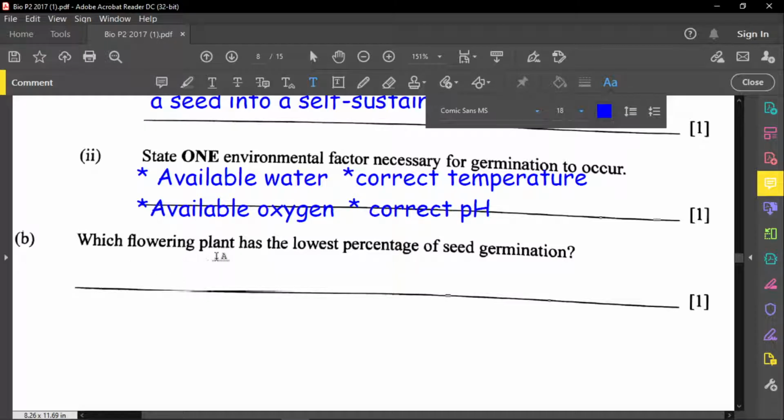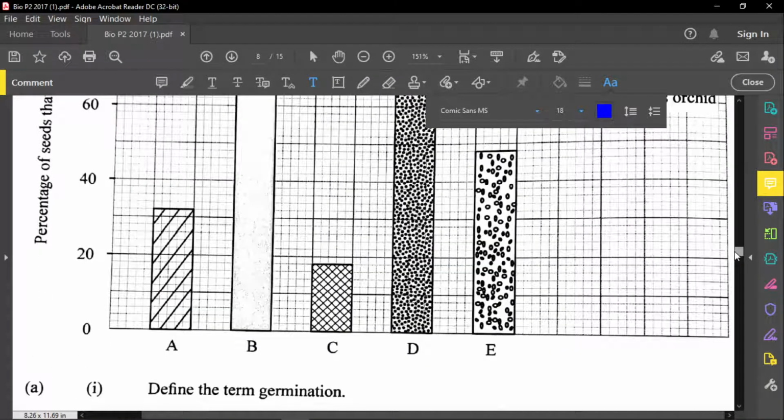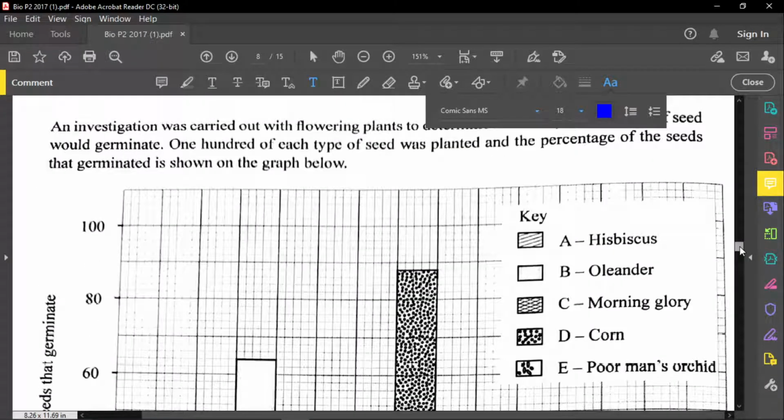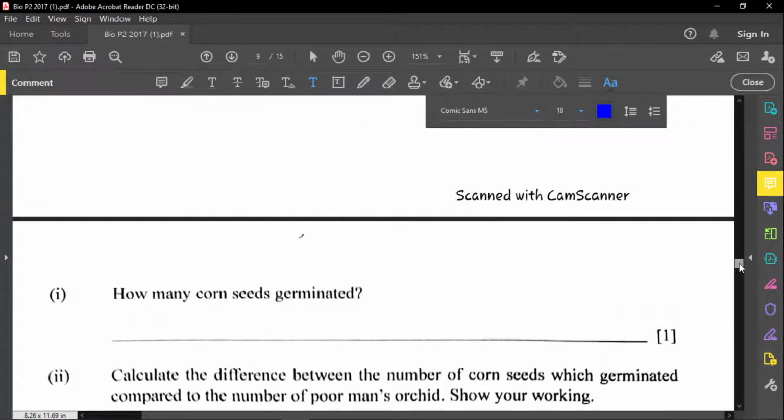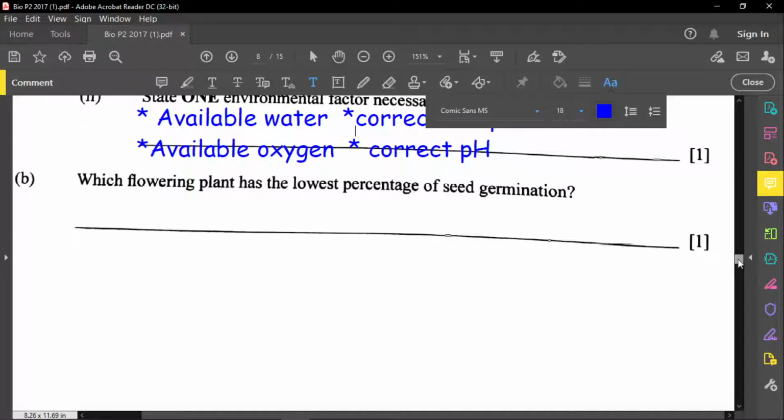It said, which flowering plant has the lowest percentage of seed germination? You could just go back to the graph and see which one is the lowest here. And C is the lowest. So C, what is plant C? The plant C is the morning glory. So the morning glory is the least to germinate. So this will be the morning glory. Quite easy to read from the graph, a matter of fact, right? So we have that.